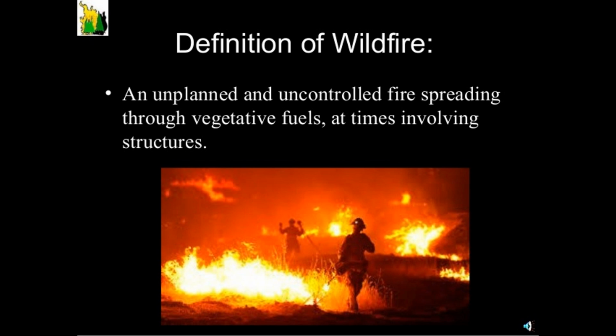Then we go to wildfire. So the definition of wildfire is an unplanned and uncontrolled fire spreading through vegetative fuels, at times involving structures. You have at times in the forest where wildfire will just start to blaze up because of the heat and the temperature that is too warm.